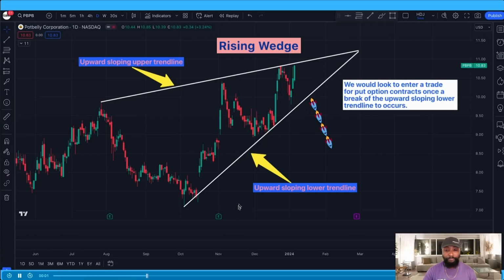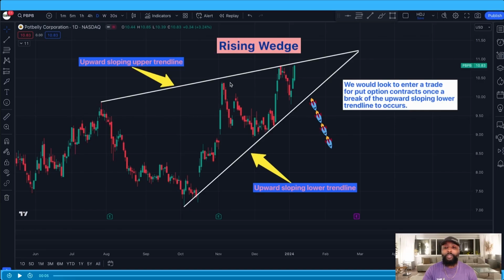Let's take a look at it. Here we have the upward sloping upper trend line. And here we have the upward sloping lower trend line for the rising wedge. So to enter here, I only want to enter when a candle closes below this upward sloping lower trend line. That's what I'm waiting for.